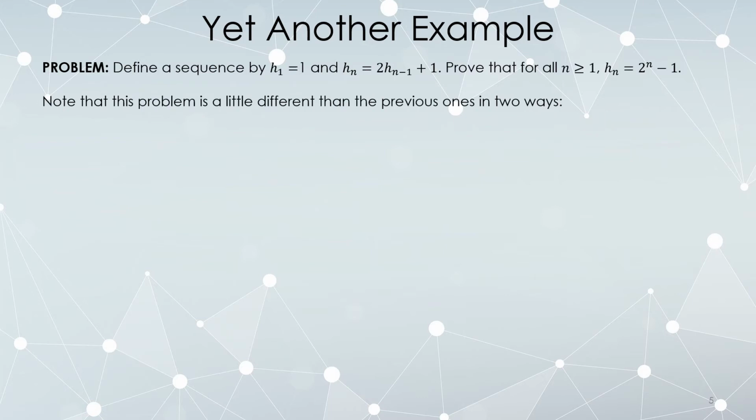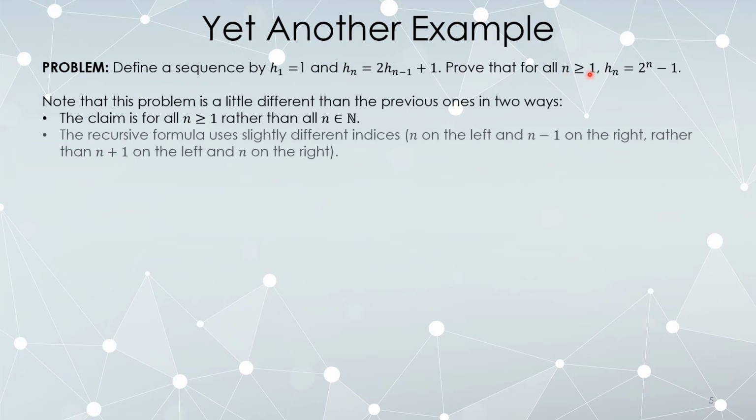There are a couple of things about this problem that make it a bit different than previous ones we've done. First, we're not trying to show our desired formula is true for all natural numbers, rather for all positive integers, n bigger than or equal to 1. Also, the recursive formula uses slightly different indices than the ones we've seen so far. Here we have an n compared to an n minus 1. In previous examples, we've had an n plus 1 compared to an n. They're pretty much the same thing.